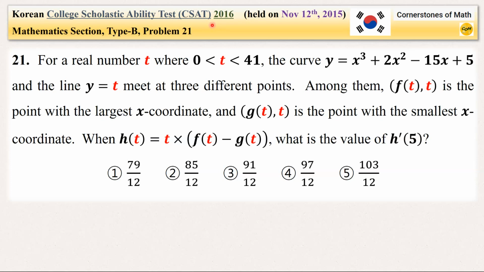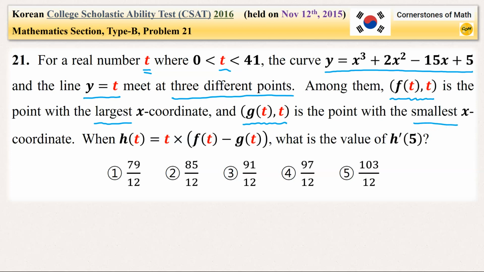Without further ado, let us take a look at today's problem. For a real number t, where t is greater than 0 and less than 41, the curve y equals x cubed plus 2x squared minus 15x plus 5 and the line y equals t meet at 3 different points. Among them, f(t), t is the point with the largest x coordinate, and g(t), t is the point with the smallest x coordinate. When function h(t) is given as t times f(t) minus g(t), what is the value of h prime 5? And this is a multiple choice problem.